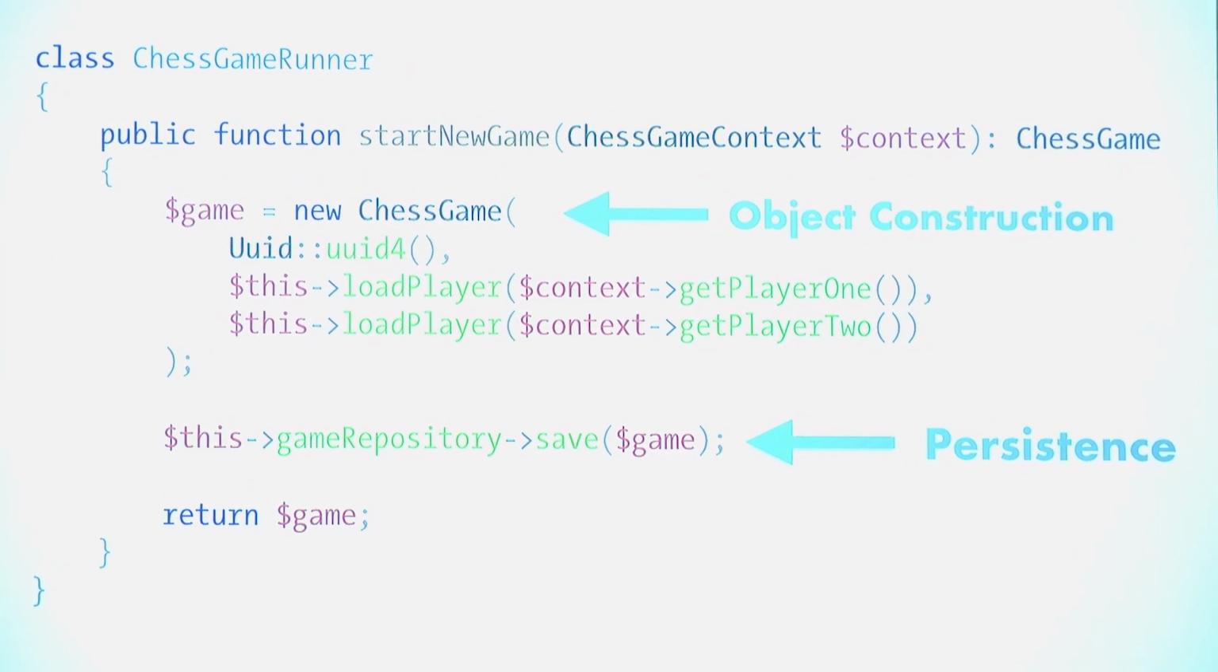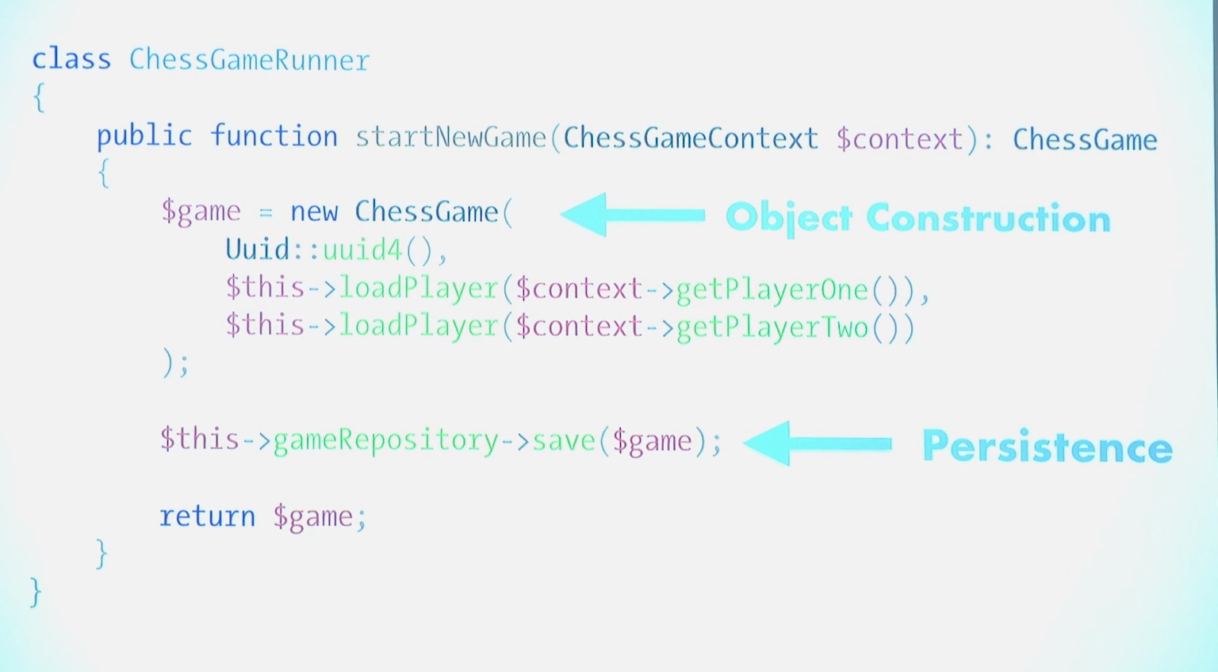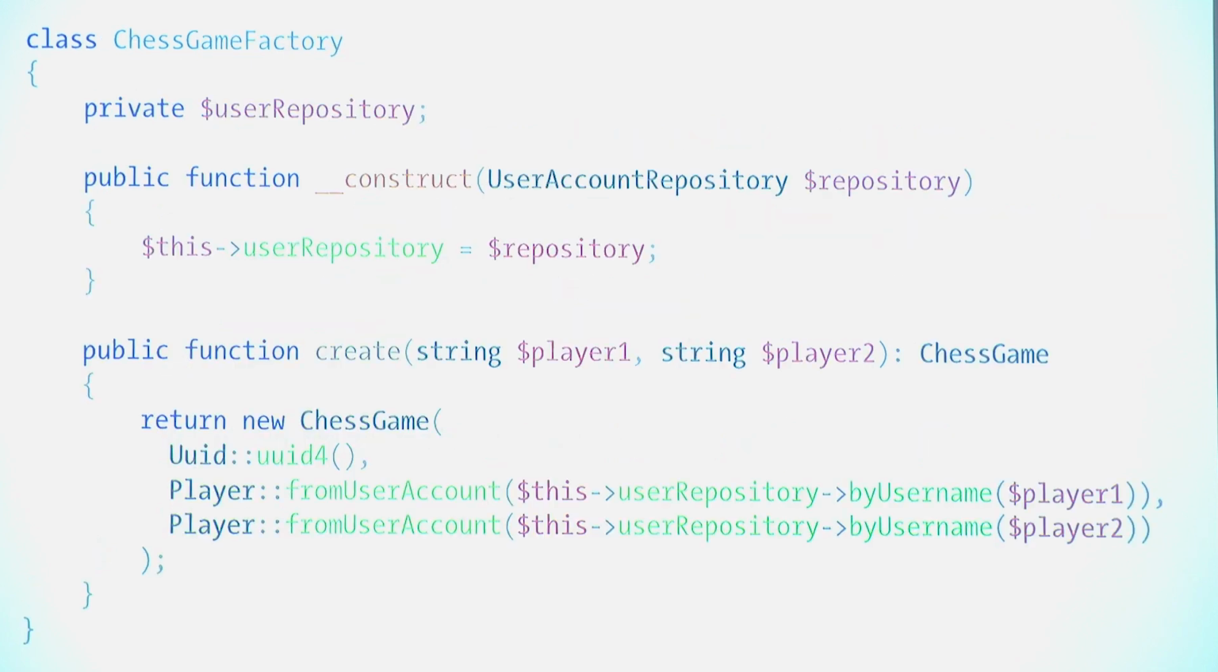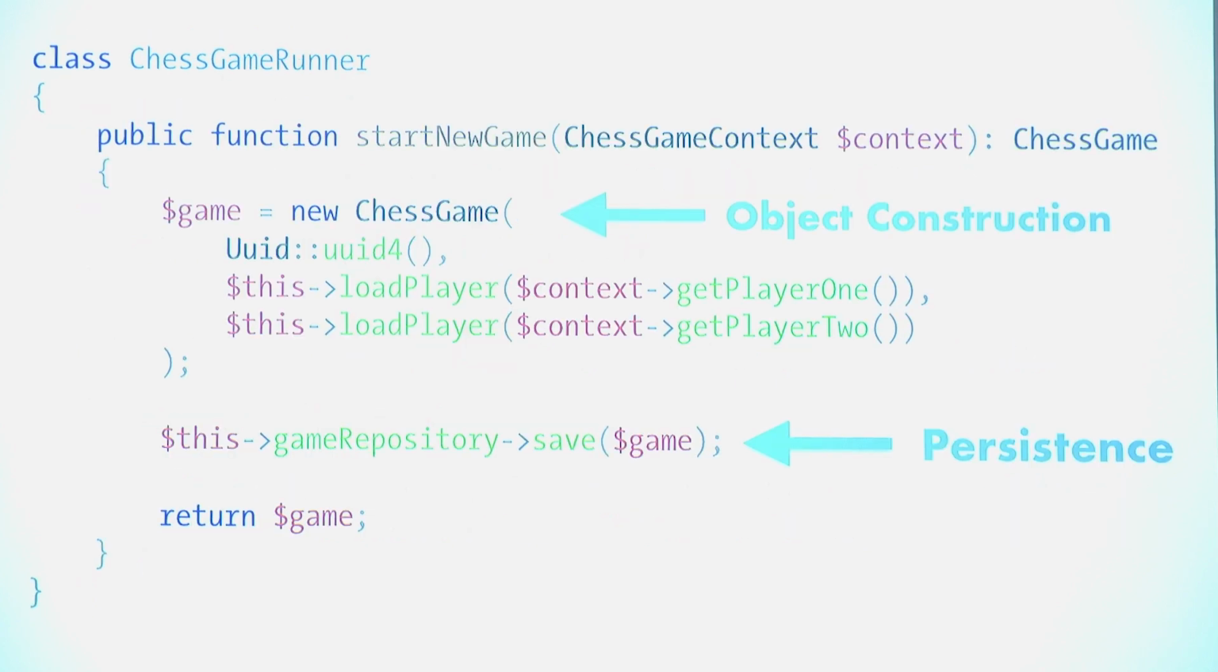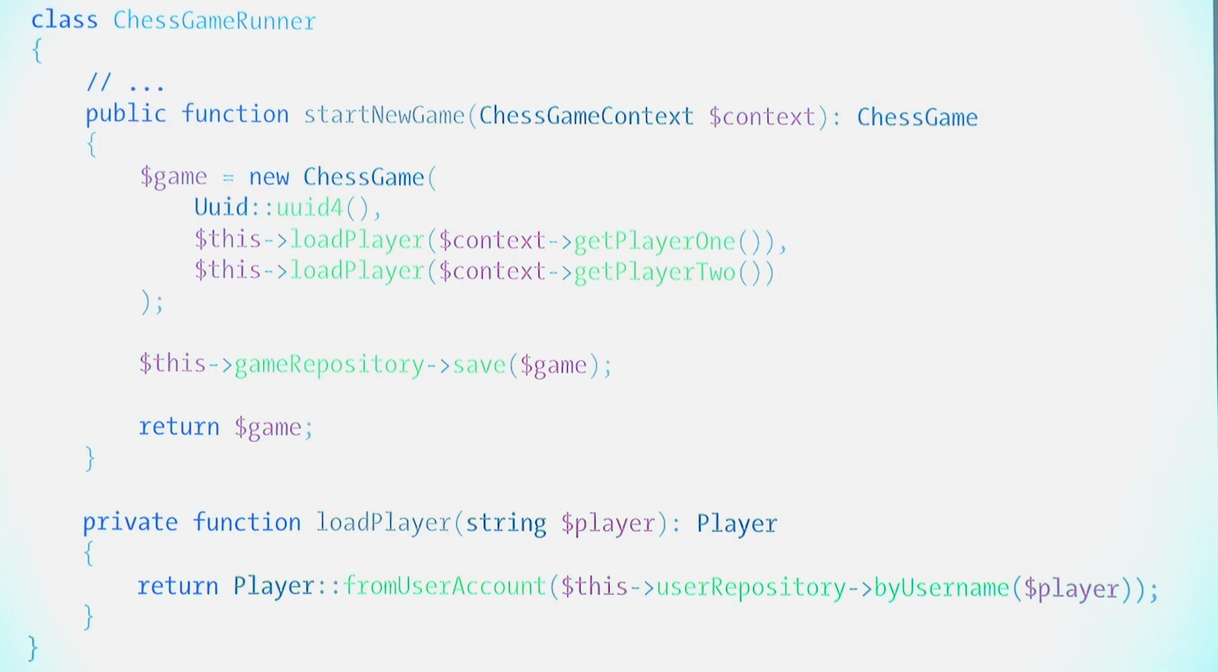So we should extract this piece of the responsibility into a dedicated class so that the chess game runner will simply delegate this responsibility to some other object. So for instance, the chess game construction can be extracted out to a factory. That's one use case.